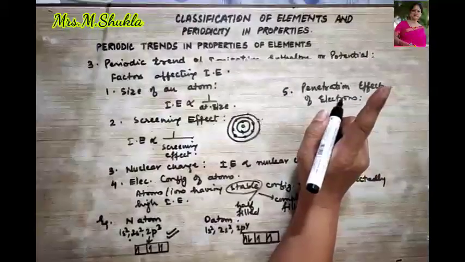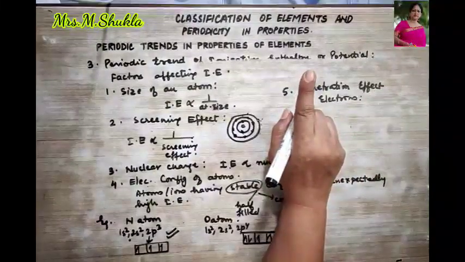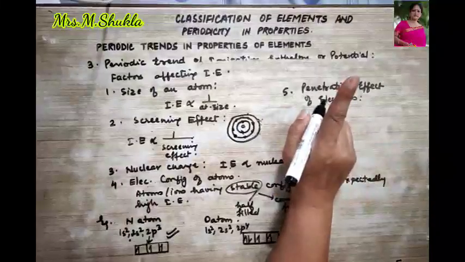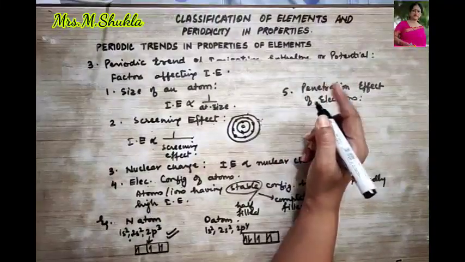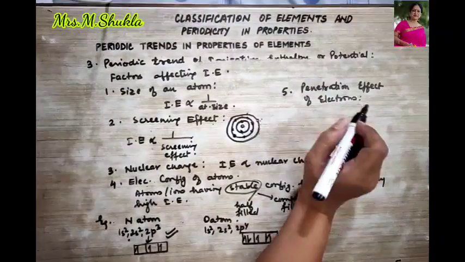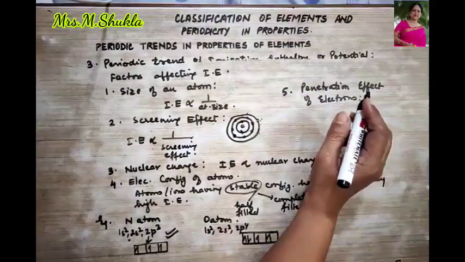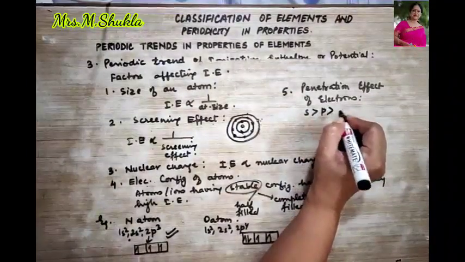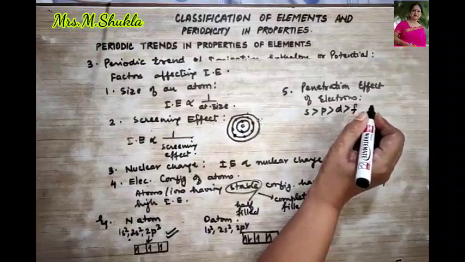Now, the s orbital is closer to the nucleus than the p orbital of the same orbit. Thus, the p electrons can be easily removed in comparison to the s orbital electrons. Therefore, the penetration power of various electrons varies in the order of what? S, P, D and F.